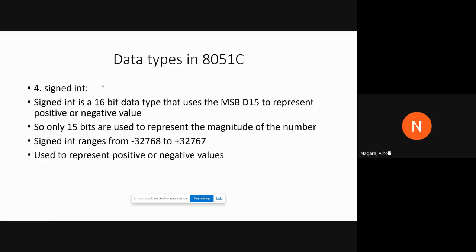Next is signed integer. Signed integer is again a 16-bit data type, and similar to the signed char we discussed, the MSB is used to represent the sign, that is the D15 bit, the 16th bit. If it is 0, it is a positive value. If it is 1, it is a negative value. The remaining 15 bits represent the magnitude of the number. As it represents both negative and positive values, its range is from minus 32,768 to plus 32,767.